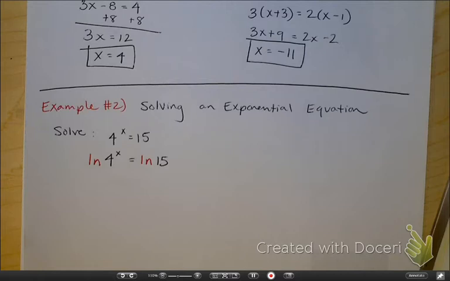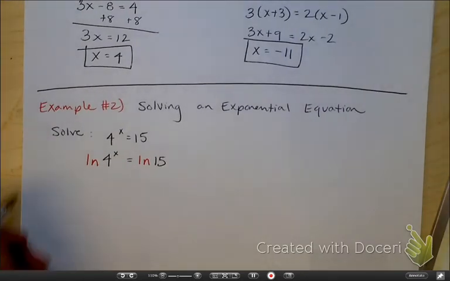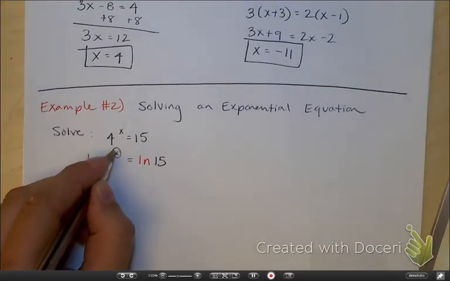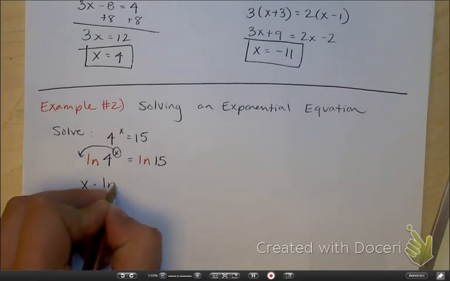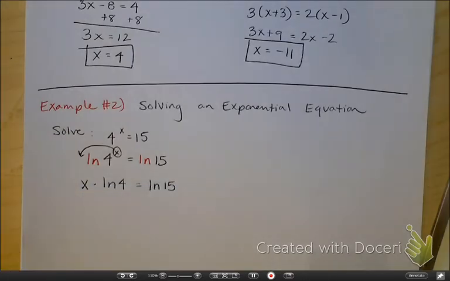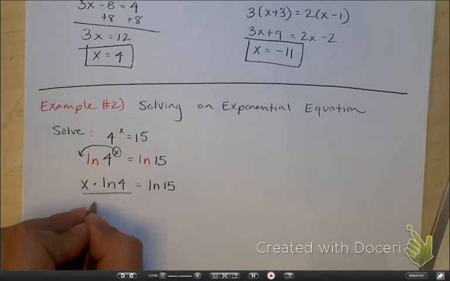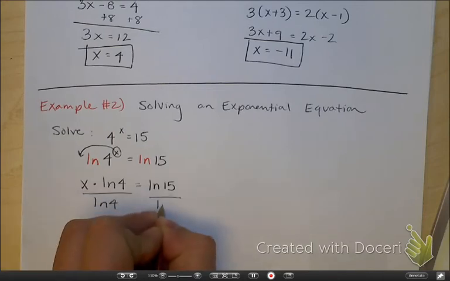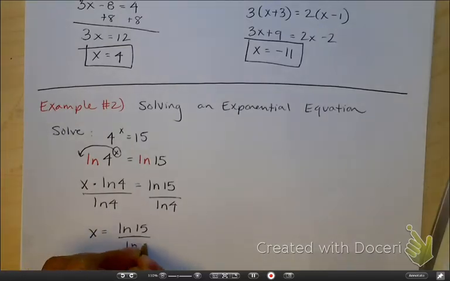Step 3 is to use one of the properties, either the power property or simplifying logarithms if it was log base e. The power property says we can take this x and move it down front. So I can rewrite this as x times ln of 4 equals ln of 15. And then last but not least, we can solve for the variable. If I want to get x by itself, I can divide by ln of 4 on both sides, and I'm left with x equals ln of 15 divided by ln of 4.